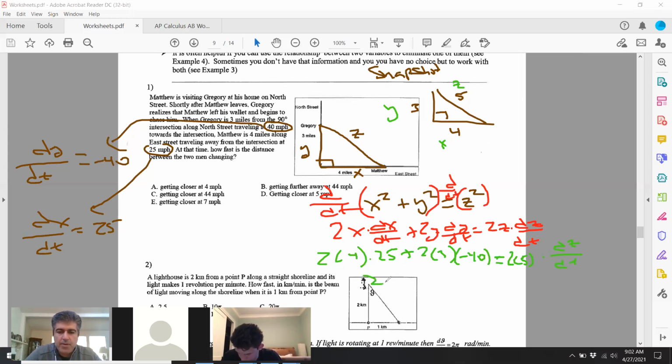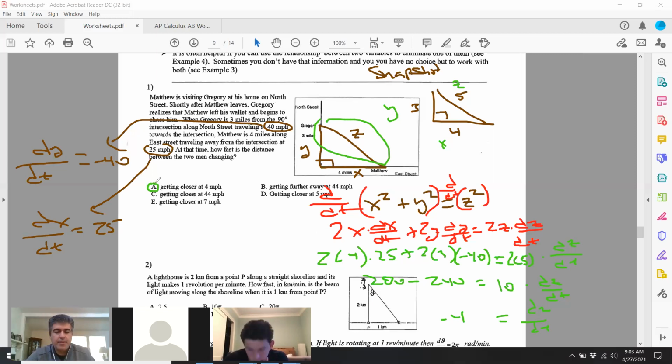8 times 25 is 200. 2 times 3 is 6, but minus 240. That's 10 dz dt. We're almost home free. You get negative 4. And because it's negative, that means that the distance is decreasing. So this is dz dt. So dz dt is losing distance or losing length. So they're obviously getting closer together, not further away, because it's a negative rate.